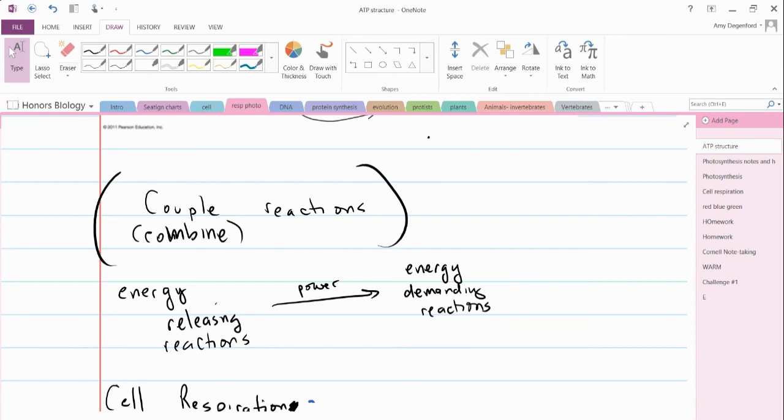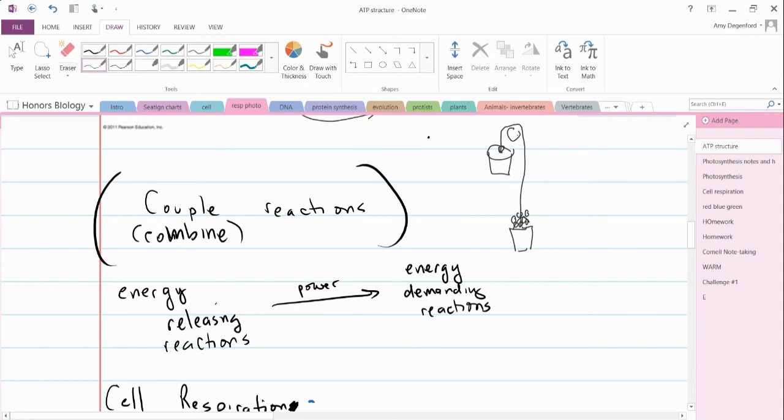Now, what your body does is it uses these reactions back and forth. Plants do this as well. They couple reactions. They combine. So imagine, here's a little picture that might be helpful to you. Imagine that we have 2 buckets. That's not a very good picture of 2 buckets, but we'll go with that. And I want to lift this bucket that has rocks in it.